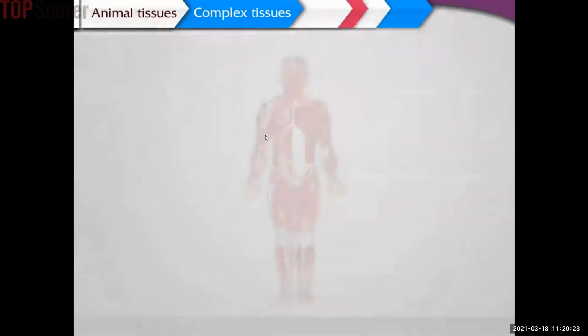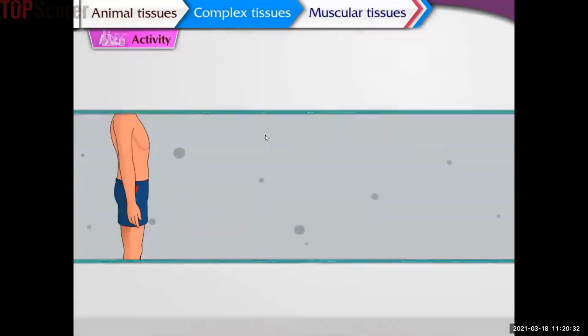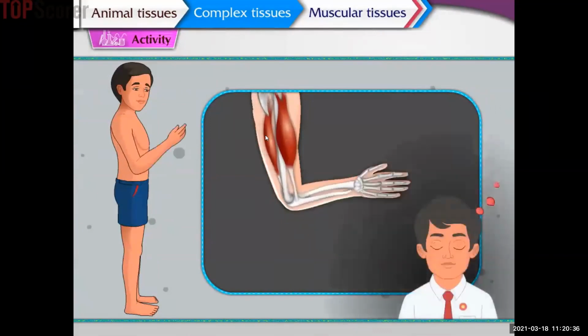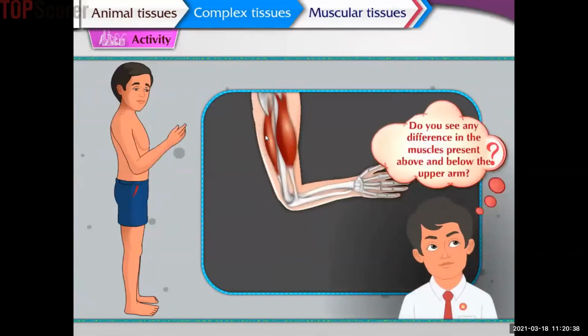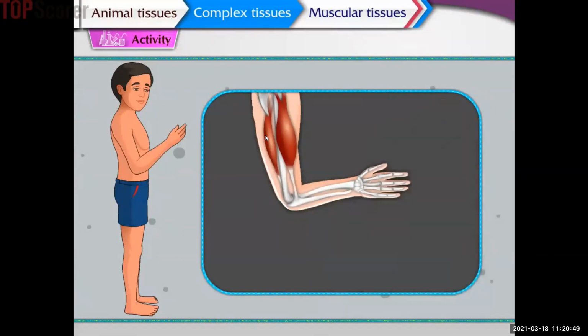Muscular tissue. Let us perform an activity to understand about muscular tissues. Activity. Let us bend our arm at the elbow. What do you see? Do you see any difference in the muscles present above and below the upper arm? When the arm is bent at the elbow, the muscles present on the upper side of the upper arm contract, while those on the lower side relax.